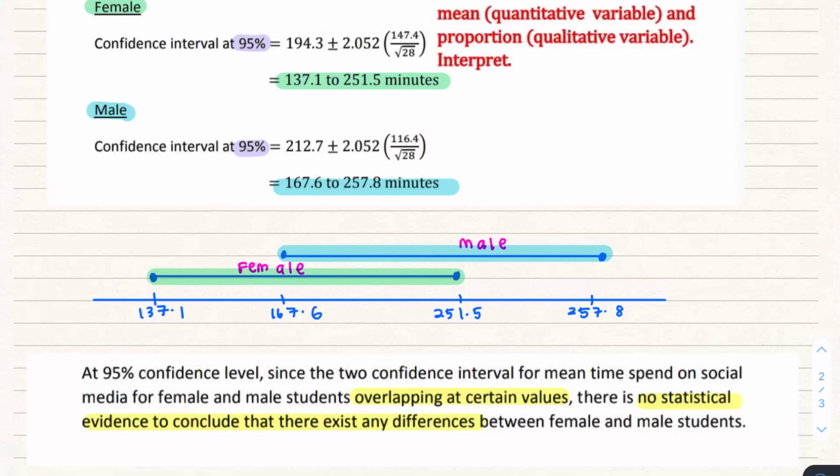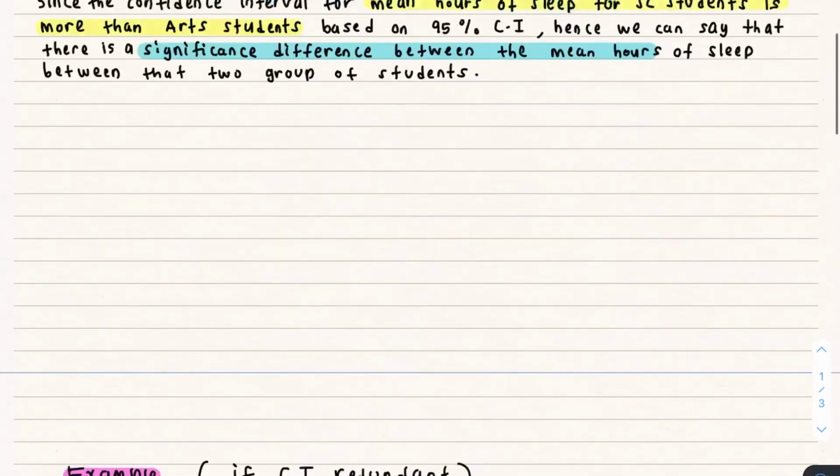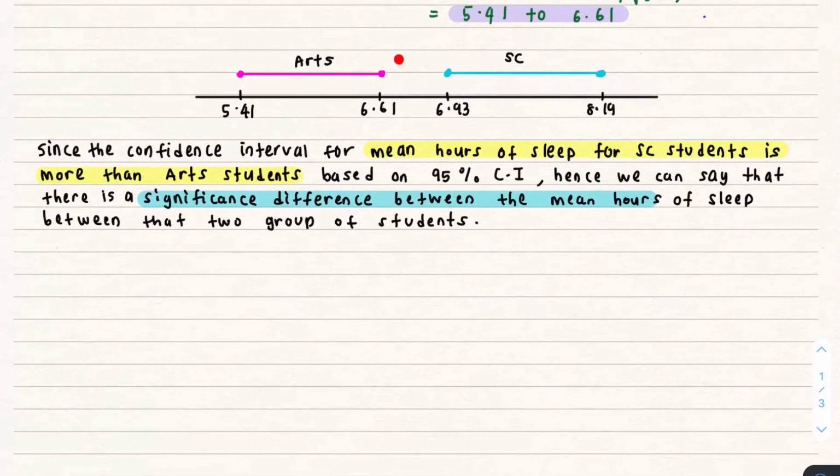So to conclude, if you have overlapping values, you do not have any statistical evidence to conclude the differences. But if there are no overlapping values like this one, you can conclude that the science students sleep more, or whatever you're comparing. There is a significant difference between the mean number of whatever you are looking at.